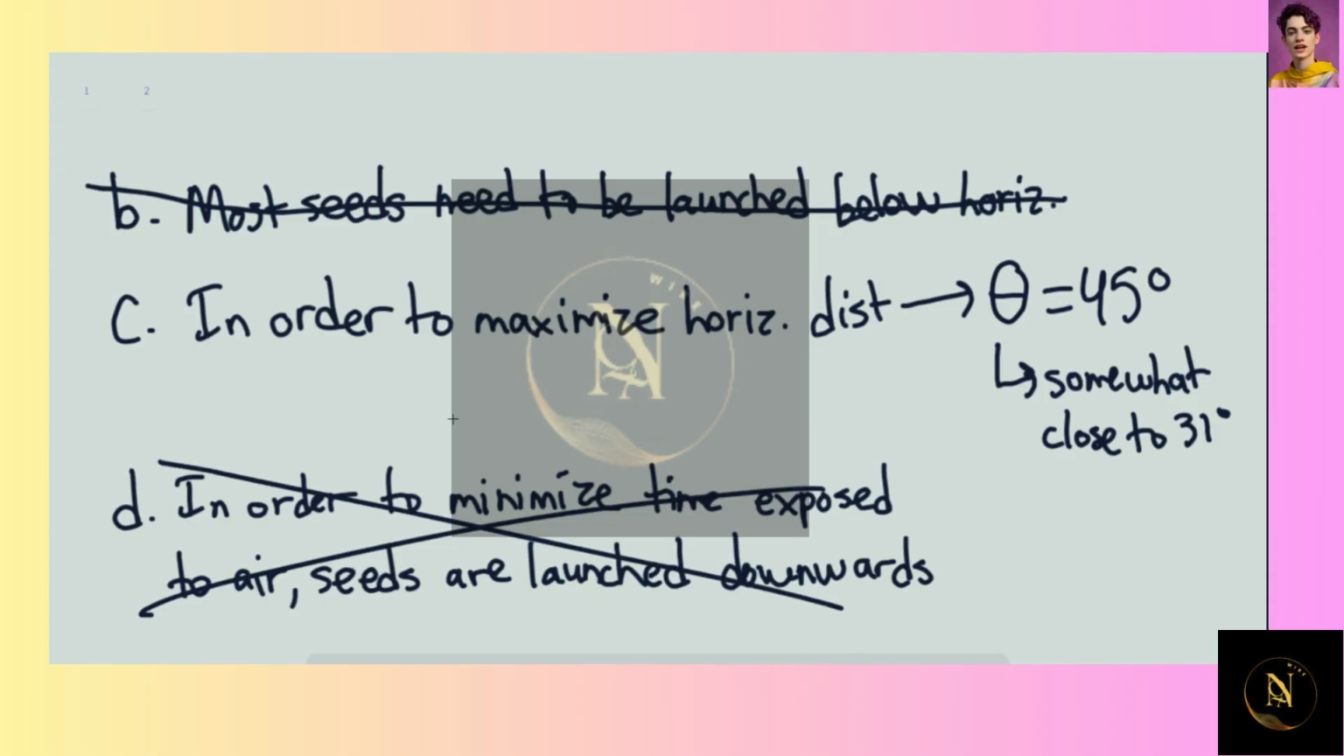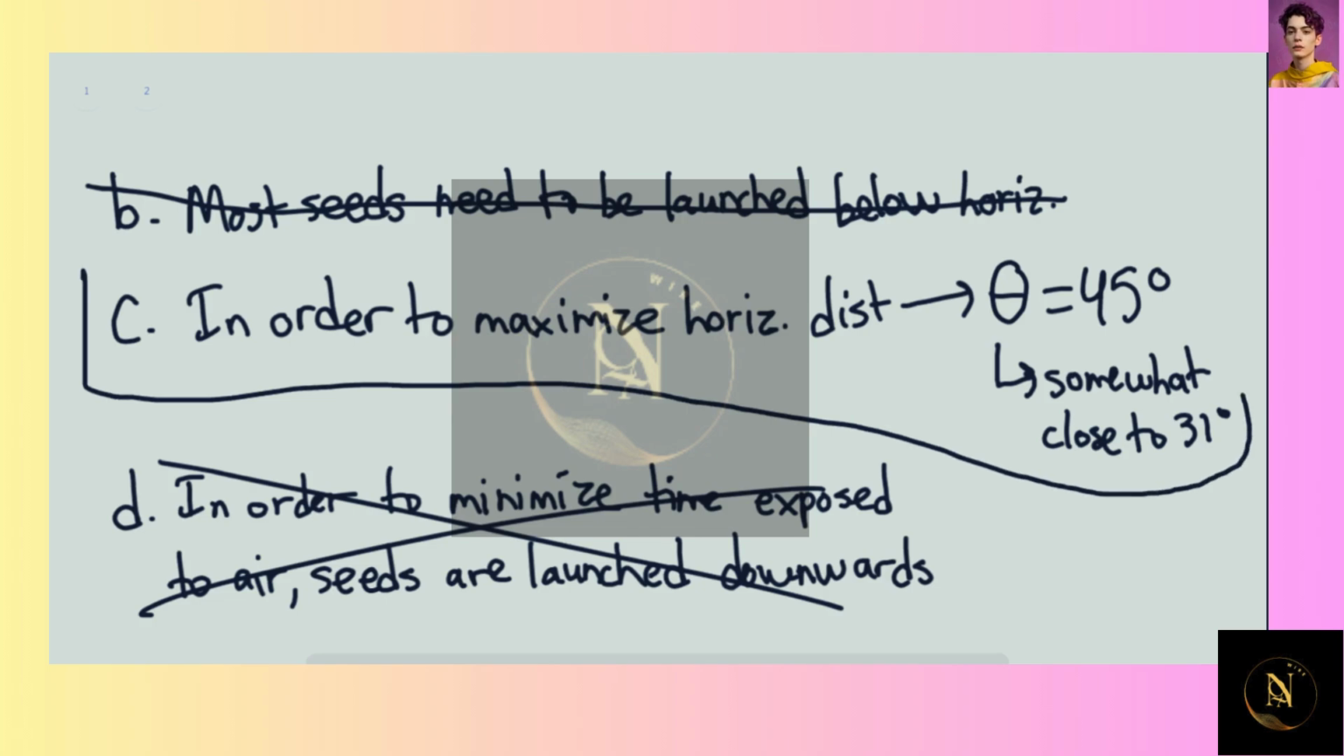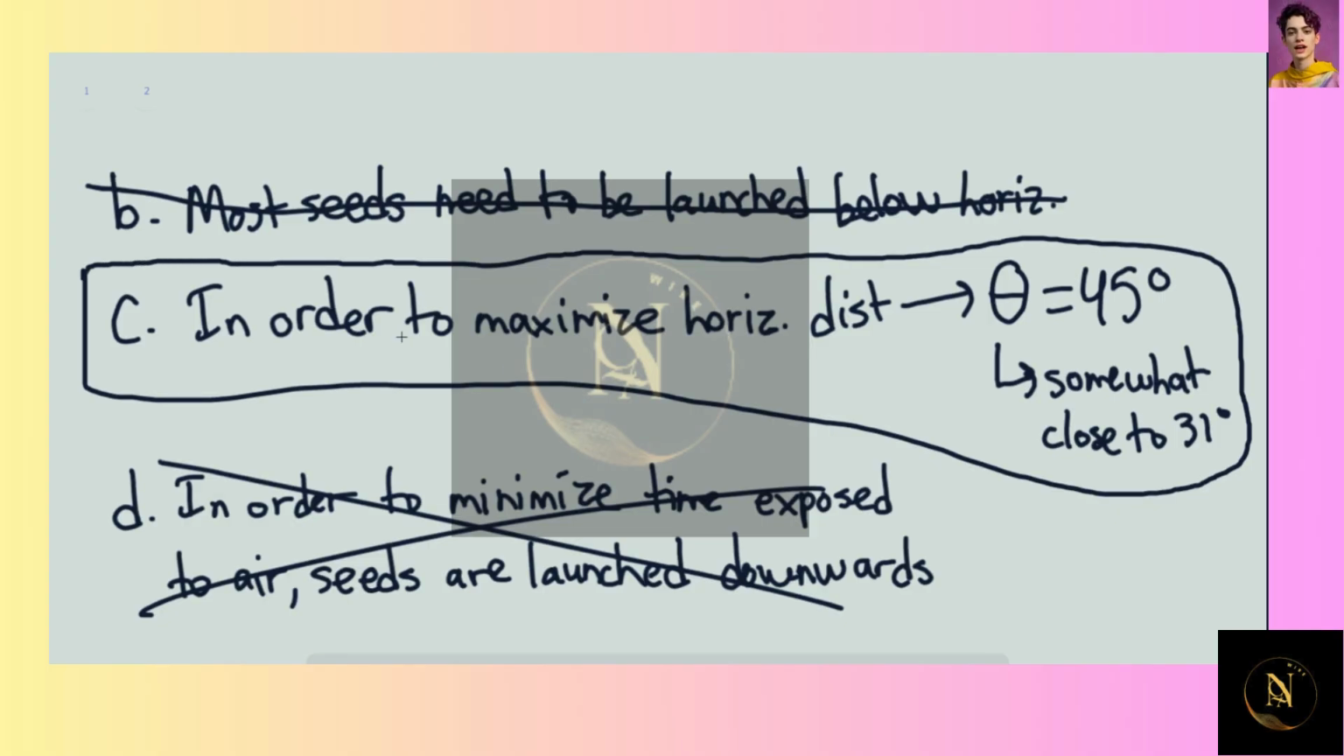And so the only hypothesis that is supported is that the seeds are going to maximize the horizontal distance. So hypothesis C is the one that is most closely supported by the data. That is the end of the solution.